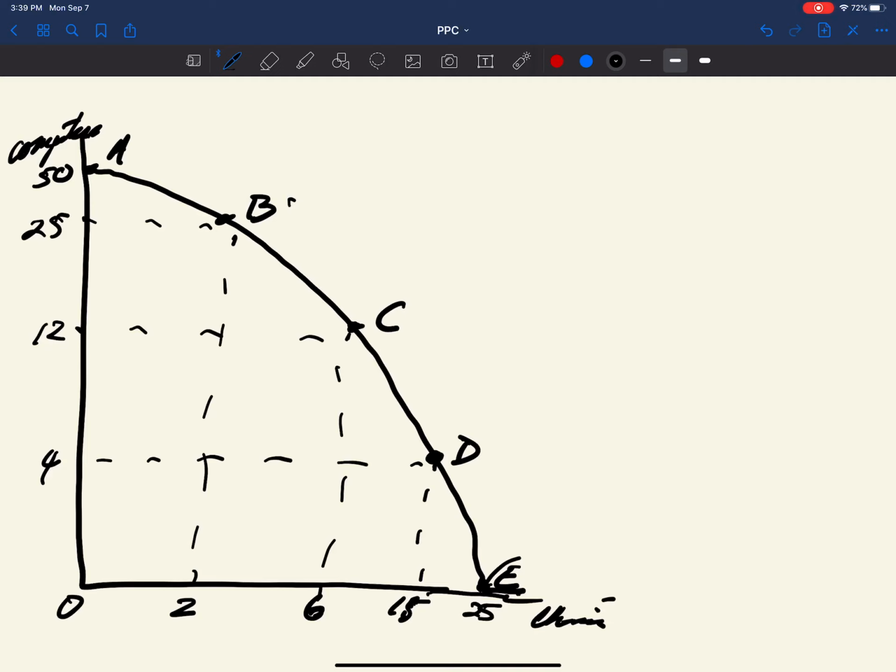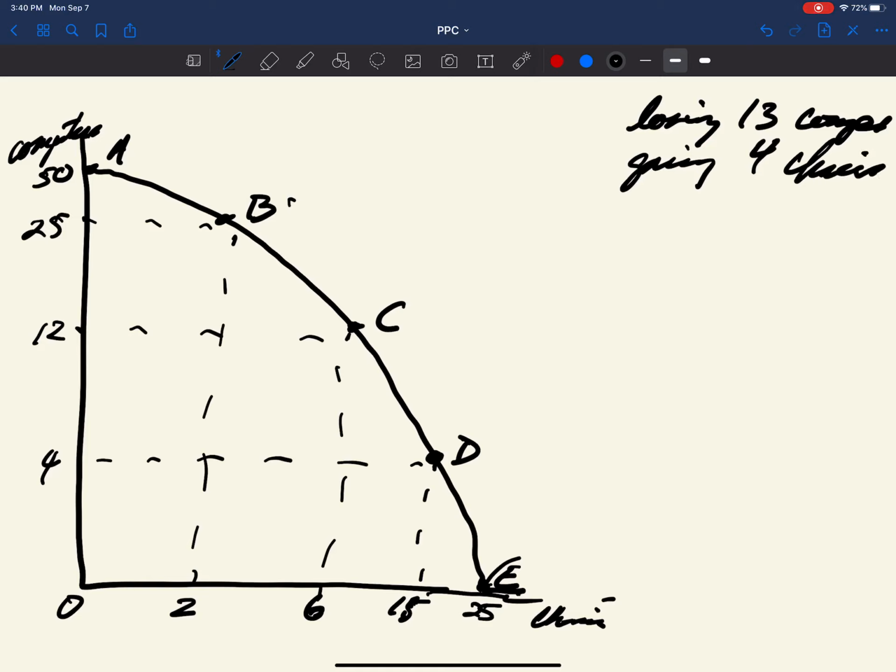But if I go on this end, what am I losing? Well, 25 minus 12 is 13. So I'm losing the resources to make 13 computers, but I'm gaining the resources to make 4 chairs. So here's the question. What is the opportunity cost of these extra 4 chairs from B to C? And the answer is 13. I am losing the resources to make 13 computers to make these 4 chairs, which these chairs better be the most comfortable chairs you could possibly imagine. All right, so that is what it is on that end.